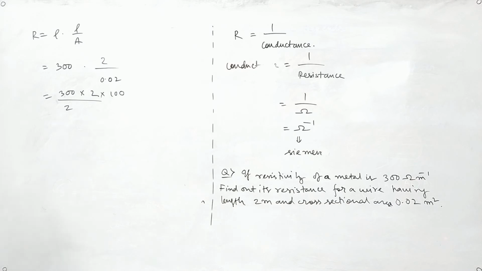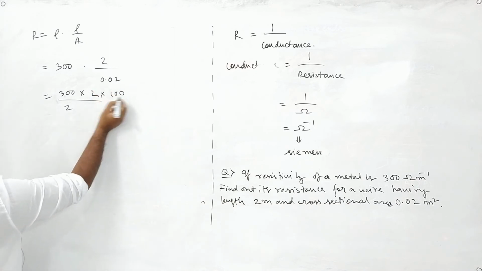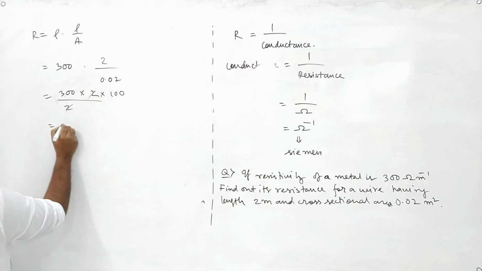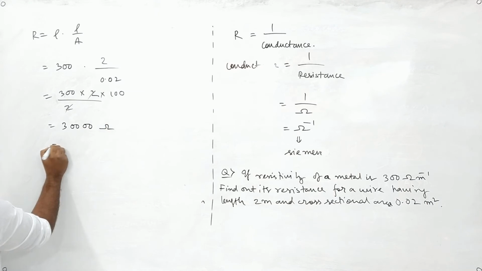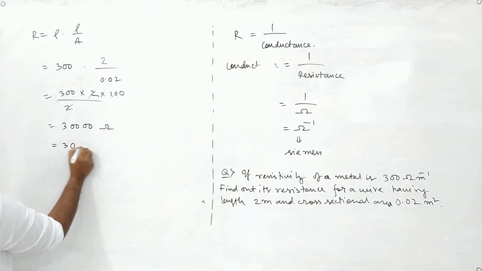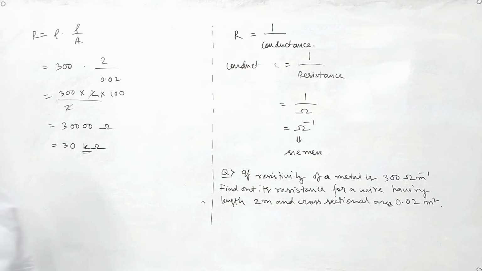Right, is this the case? Okay, so this 2 will cut out, so 30000 ohm, that is 30 kilo ohm. Now can you tell me why I am writing kilo ohm?